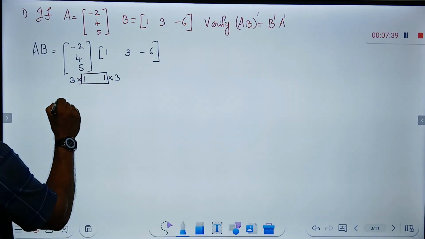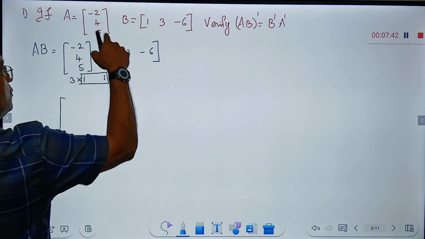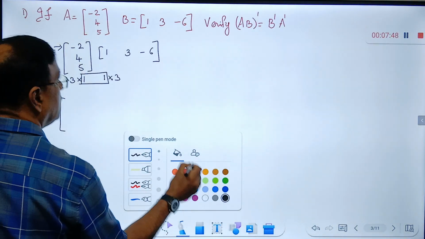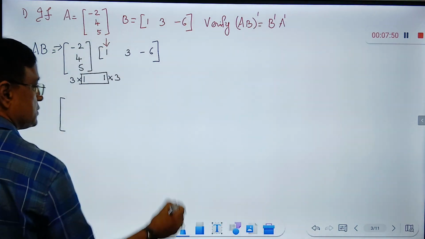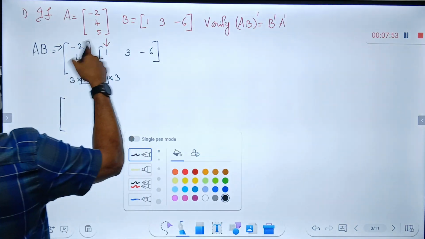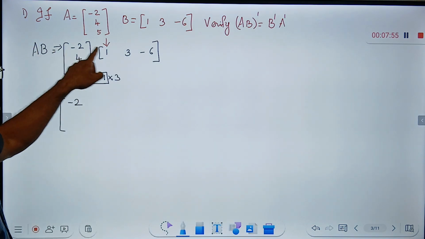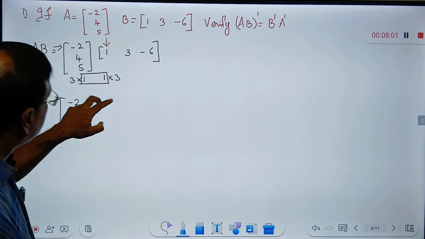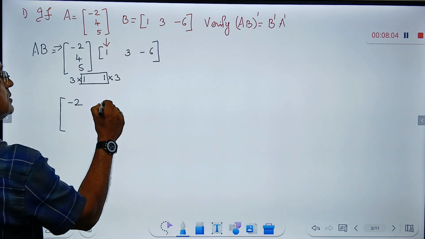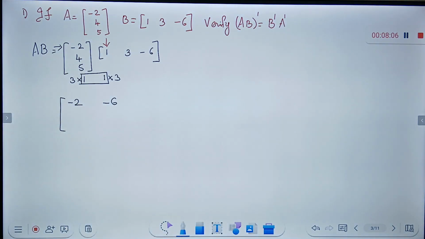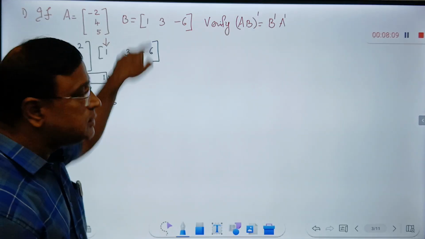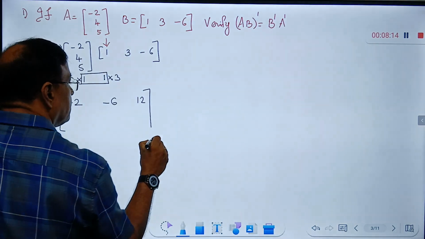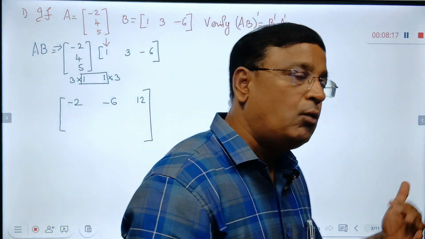Now how do I multiply? First row, first column. See, this is the first row and this is the first column. What do you get? It's only minus 2. Now first row, second column. So minus 2 into 3 is minus 6. Easy to multiply. First row, third column. What happens here? Minus 2 into minus 6 is 12. Finished.